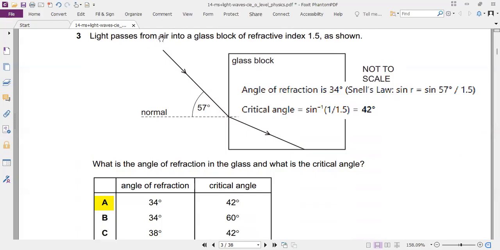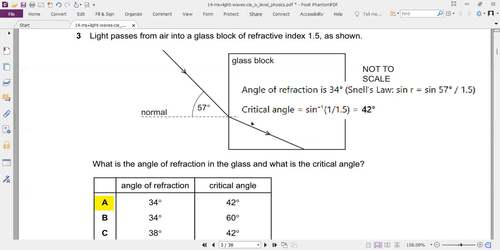Number 3, it passes from air to glass whose refractive index is given. We will use the law: sine i over sine r is equal to n. N replaces sine r, and we do the calculation. And this gives us the value 1.5, sine 57 over 1.5. So this angle here is calculated.